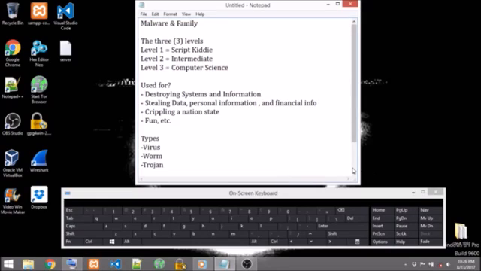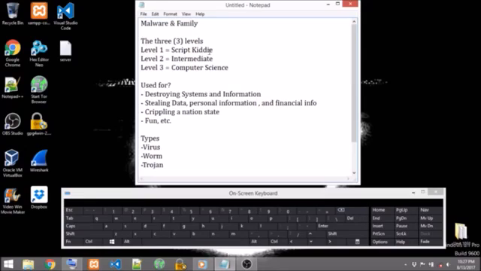Today's tutorial is on malware and viruses and cyber attacks. We're going to learn what they are, what they do, the types that there are, and we're going to learn how to make them. First and foremost, we need to go over the 3 levels of malware and its families.